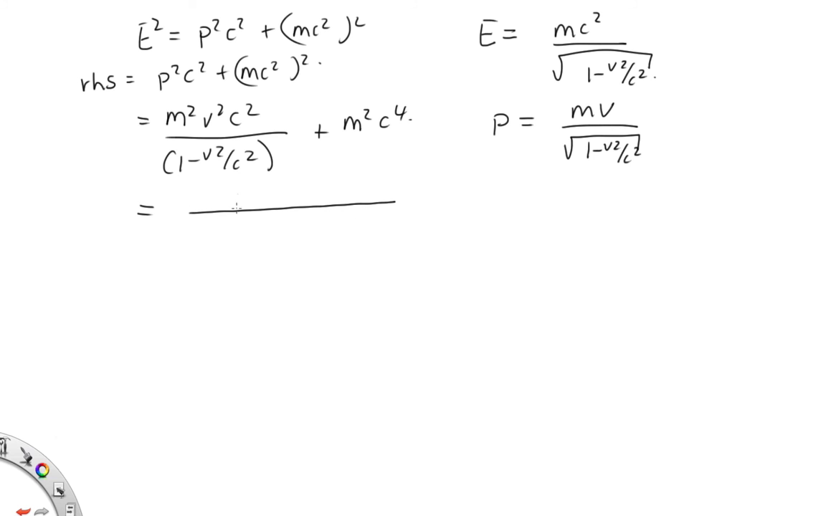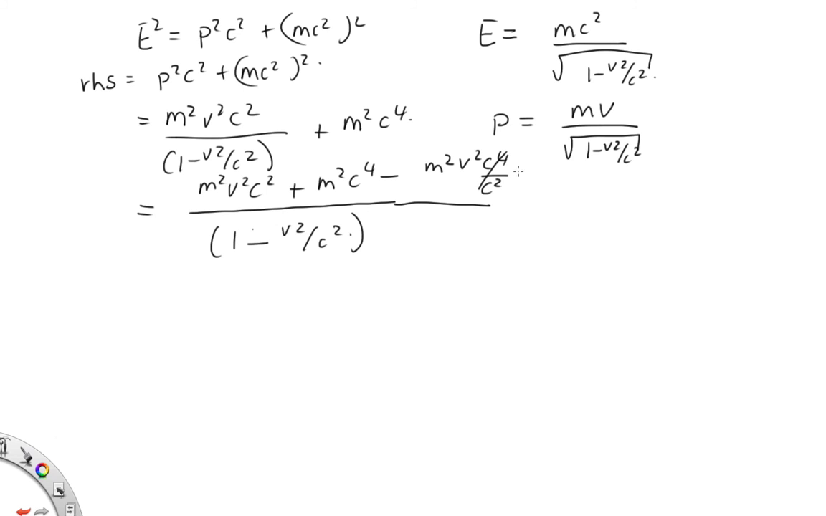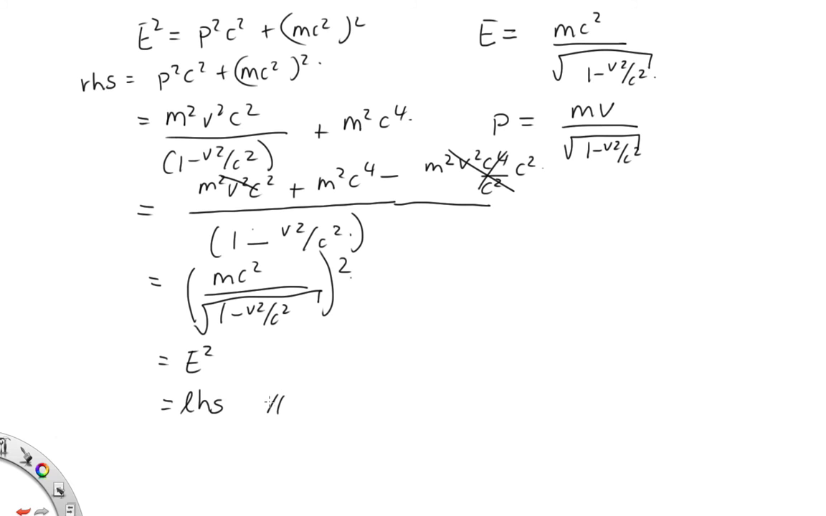So putting it all over a common denominator, we've got 1 minus v squared on c squared, and we've got m squared v squared c squared plus, now we need to multiply this by this, so we've got m squared c to the 4 minus m squared v squared c to the 4 on c squared, so this is c squared. So this and this will cancel each other out, and we end up with (mc squared) squared over 1 minus v squared on c squared, and you can see that this is equal to E squared, which is equal to the left-hand side. So we've shown that now.